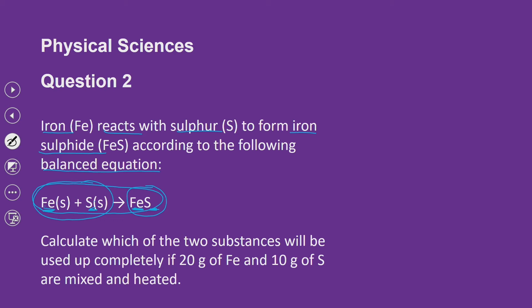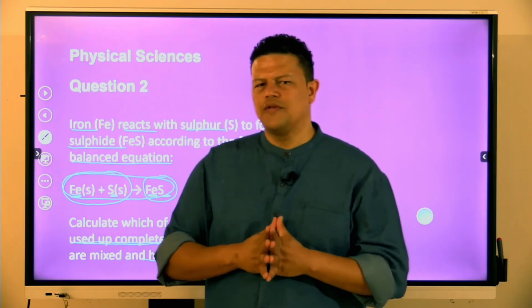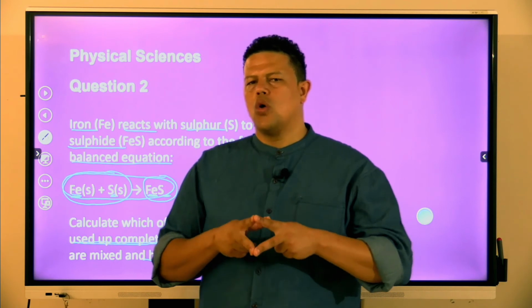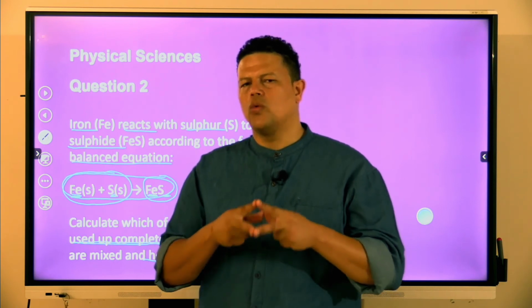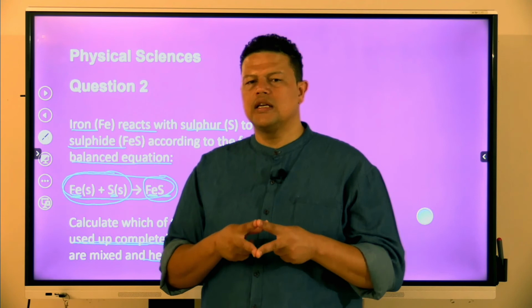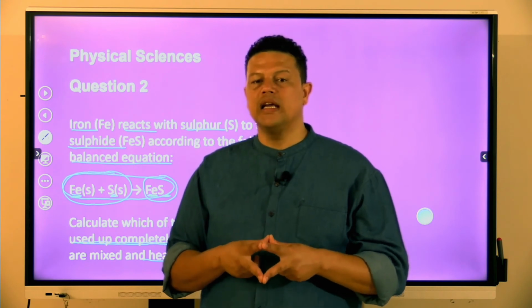What are we supposed to do? It says calculate which of the 2 substances will be used up completely, if 20 grams of iron and 10 grams of sulfur is mixed and heated. We've read through the question, we've checked that the equation is balanced. What are we asking here? We are asked to actually calculate which is the limiting agent.